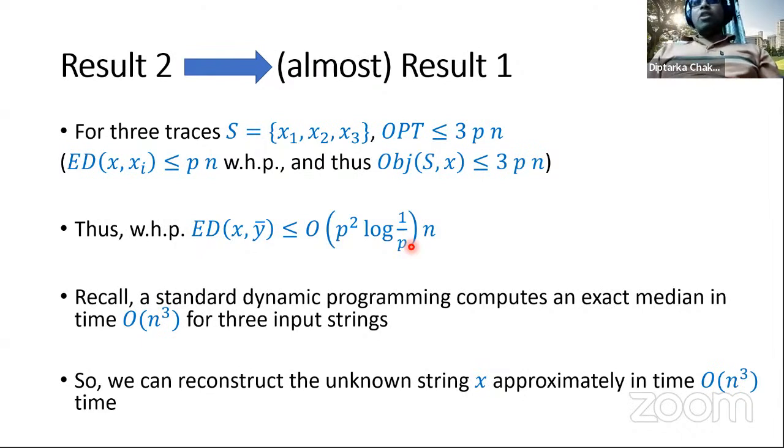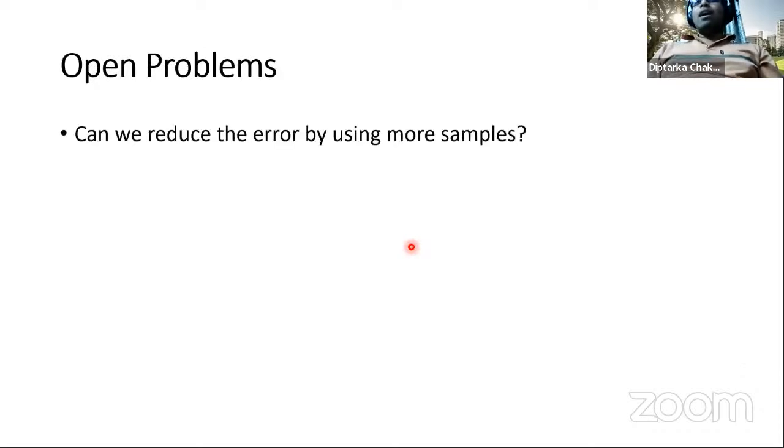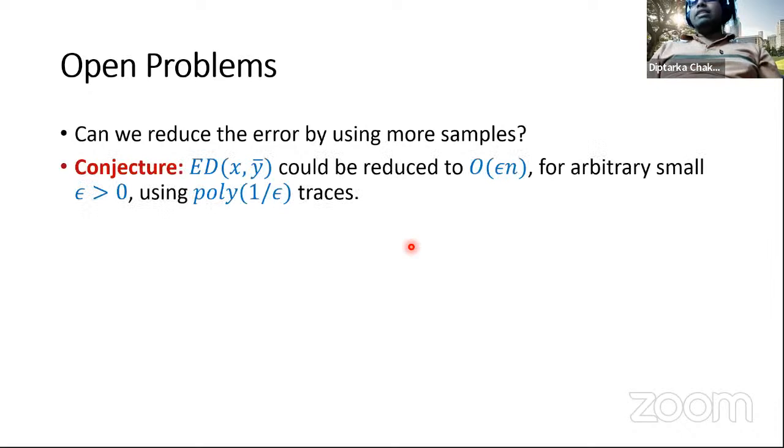Now I will conclude by posing some open problems. First of all, can we reduce the error by using more samples? Everything we have proved is for 3 samples, and that's why we get p squared log 1 over p. More specifically, we conjecture that the edit distance between x and any approximate median could be reduced to epsilon n for arbitrarily small epsilon using more traces, like poly 1 over epsilon traces, or maybe poly 1 over p dependency will be there.